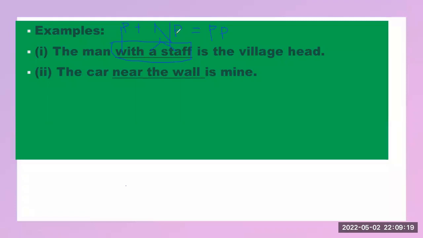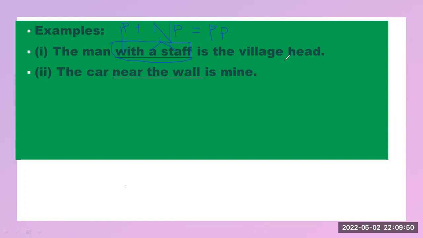Now, that is the structure. But then what function does it perform here? When we examine this sentence critically, we discover that this prepositional phrase is performing the function of an adjective, is doing the work of an adjective. Now, how do we know? Let's eliminate it. The man is the village head.